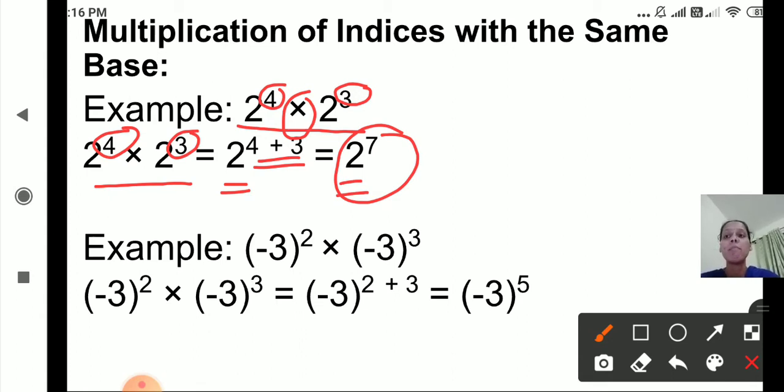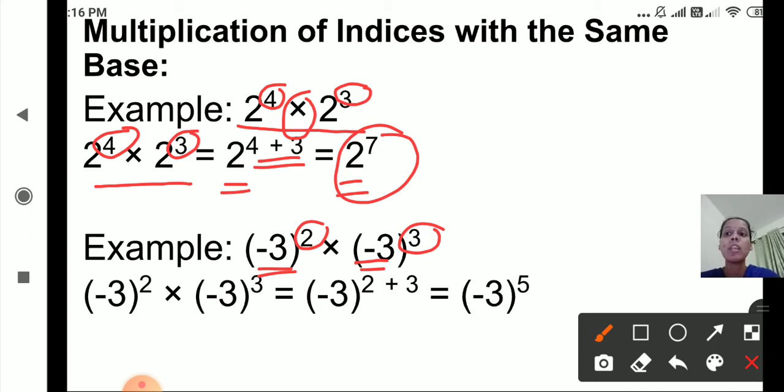Now, second example: minus 3 raised to 2 multiplied by minus 3 raised to 3. Again the same, the base is minus 3, here also minus 3. What is the index? Here it is 2, here it is 3. So what is the formula? A raised to m multiplied by a raised to n is equal to a raised to m plus n.